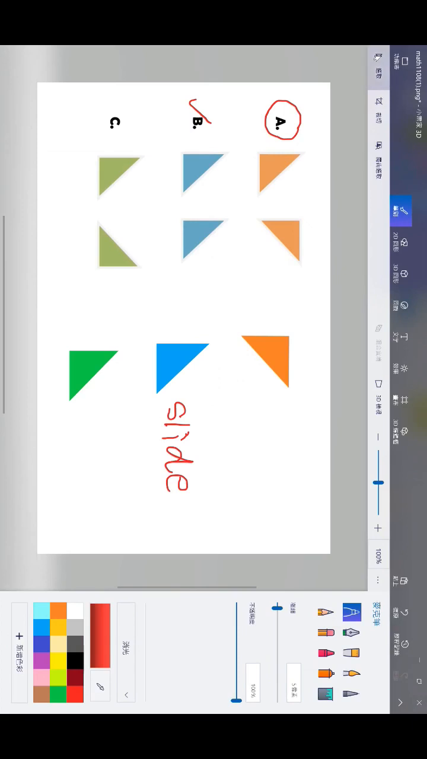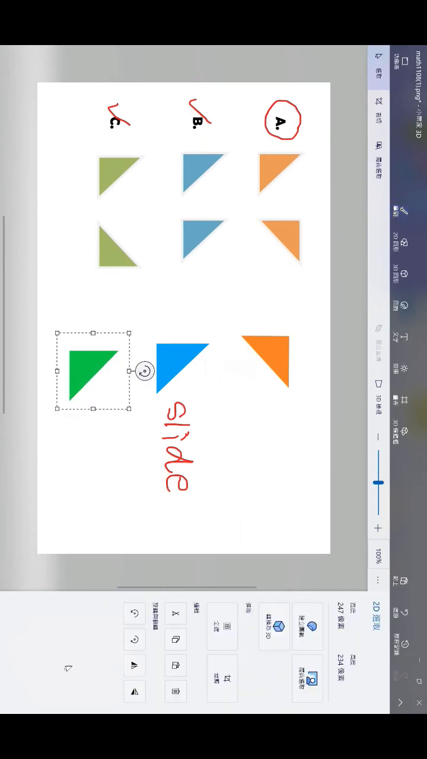Okay, so how about option C? It is a green triangle. So how can we make this triangle the same as the triangle on the right? Let's try to flip it. Is it the same now? Yes, that means this is a flip action.